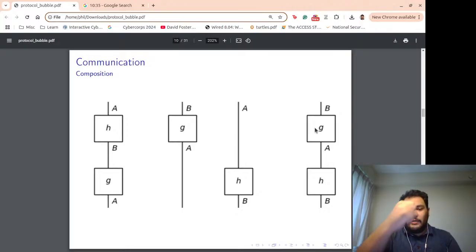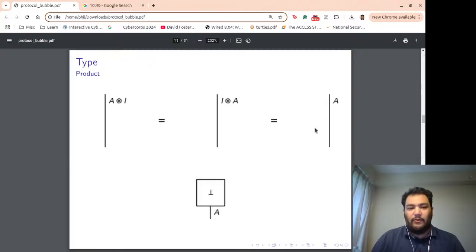Okay, and then you can compose these channels when the endpoints match up in the way that you would want. Okay, and then there's this other, so A is a data type. There's this other data type called I, which is the unit, which just does nothing. So a state of Alice and a state of the unit is no different from just a state of Alice. And there's a special transformation, the special channel, that transforms a state of Alice into a state of I, which we think of basically as deletion.